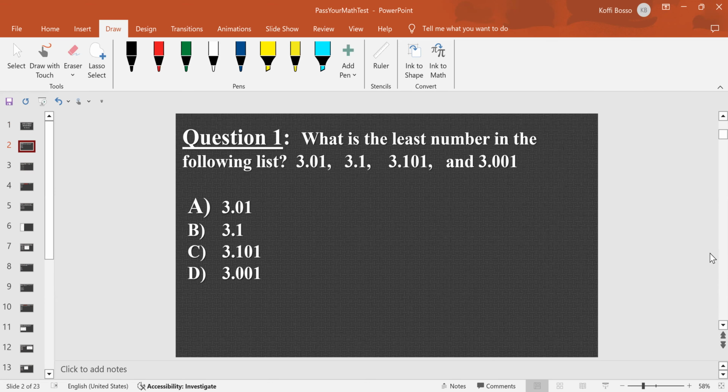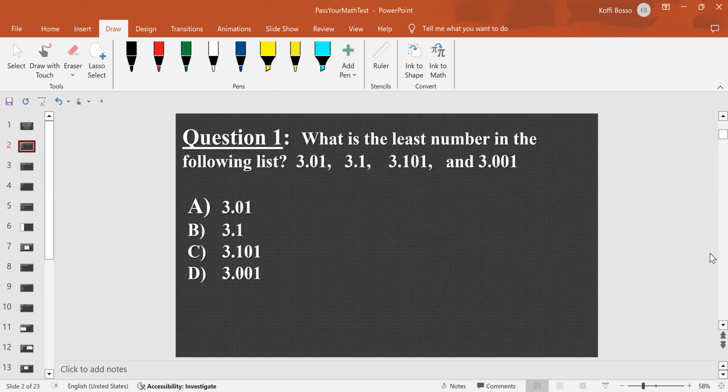Question number 1. What is the least number in the following list? We have 3.01, 3.1, 3.101, and 3.001. So here we want to find the smallest number. Feel free to pause the video, challenge your skill before you continue.